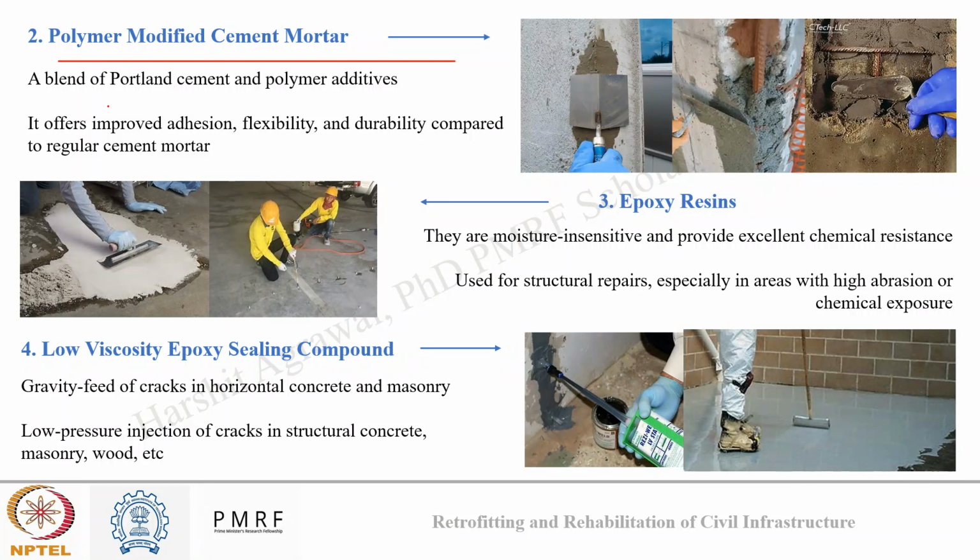The second material is polymer modified cement mortar. It is a blend of Portland cement and polymer additives. What is the advantage of this material? It offers improved adhesion, flexibility, and durability compared to regular mortar.